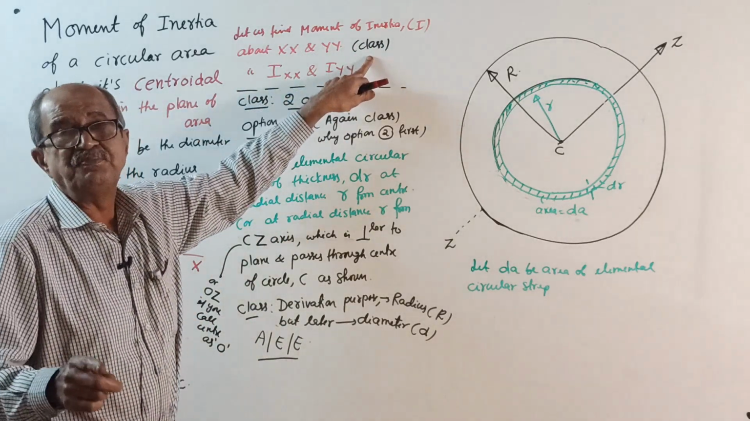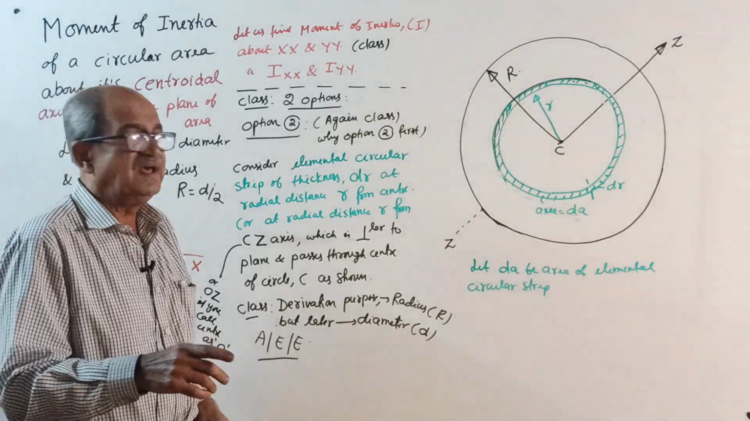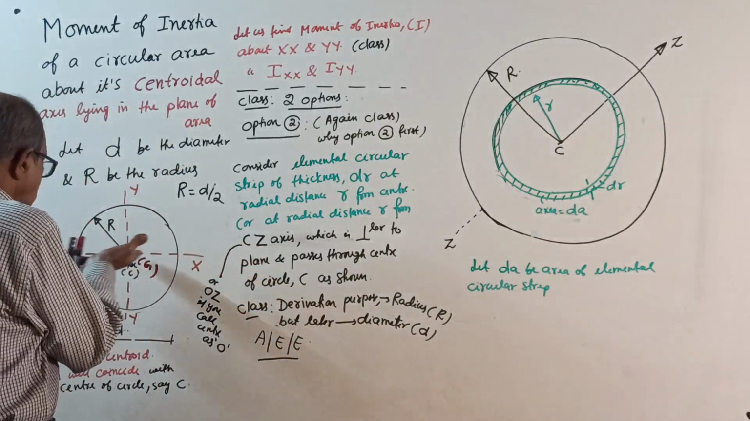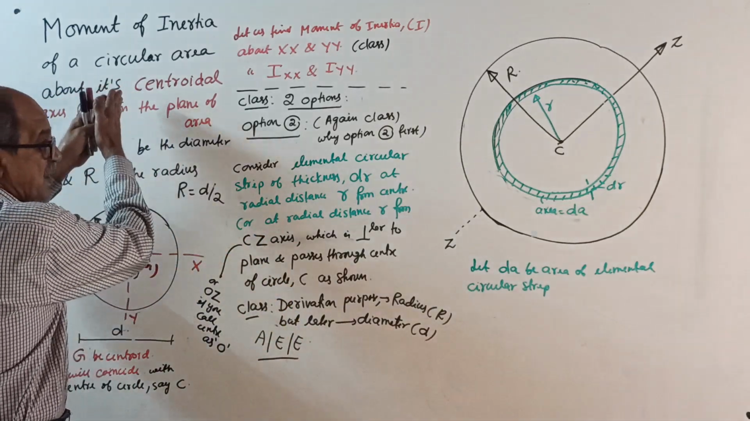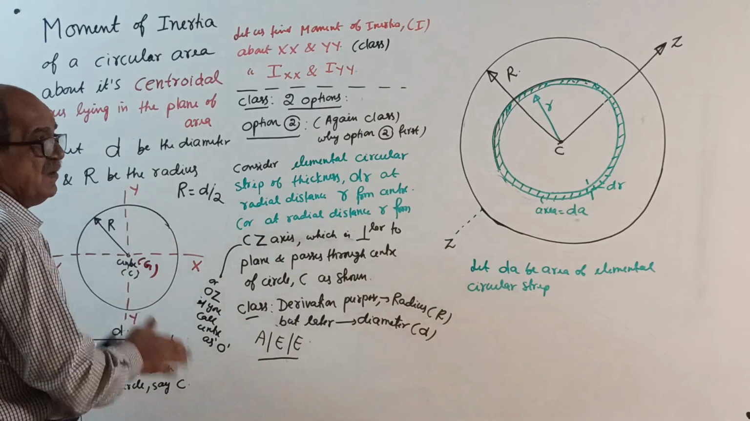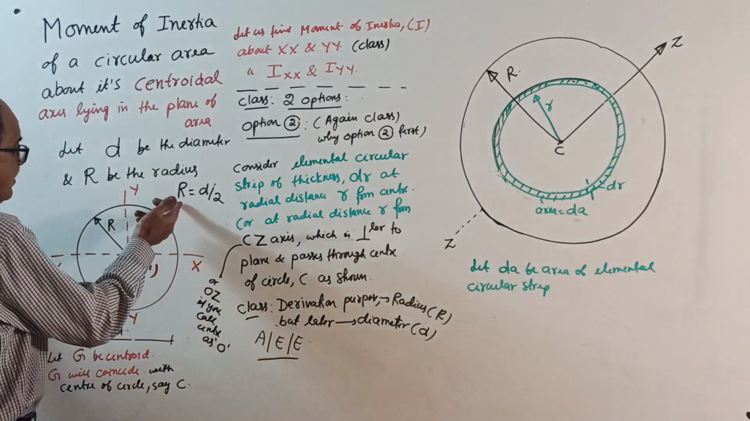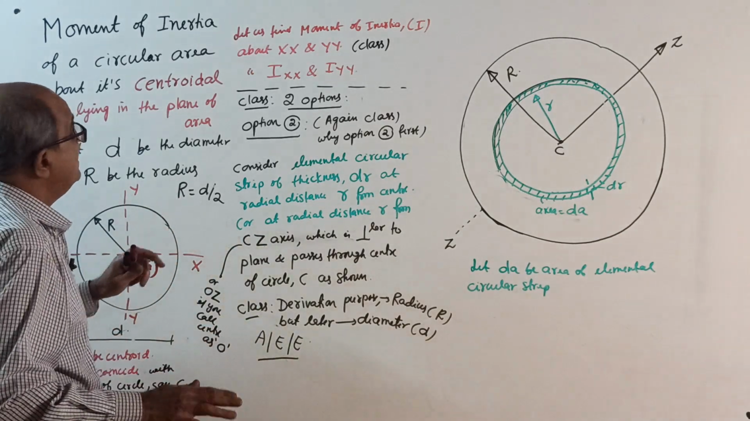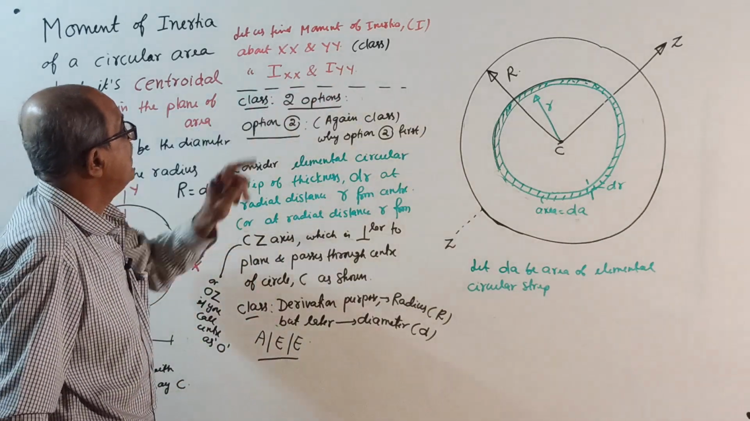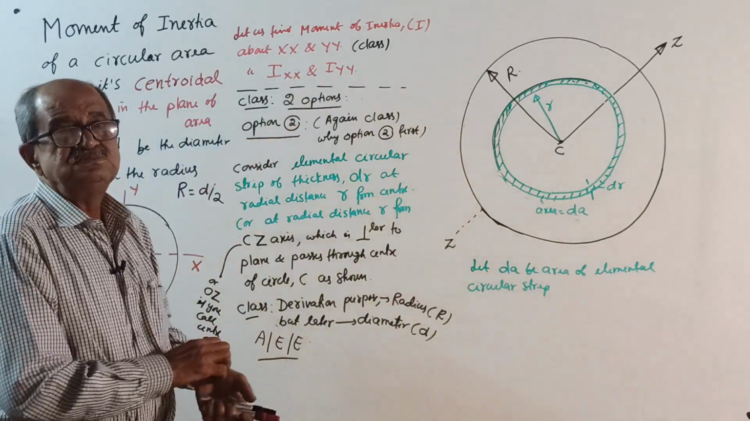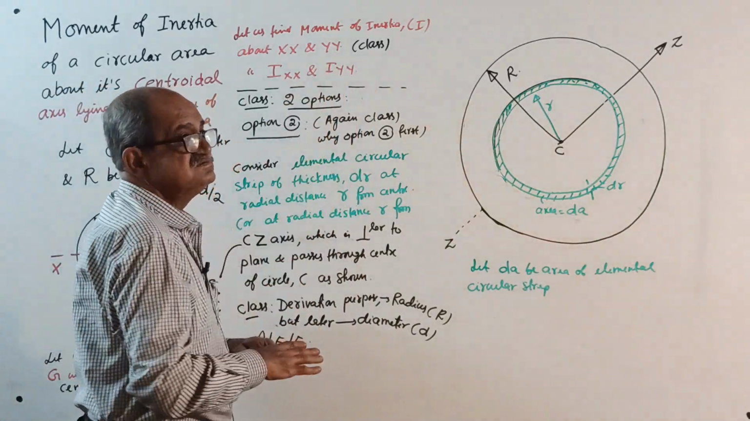Class, you write something. We will consider a horizontal axis passing through centroid, say XX, and a vertical axis passing through centroid, say YY. Even if you consider an inclined axis, you get the same answer. But usually we want XX and YY. That is IXX, IYY. Up to here it is standard.